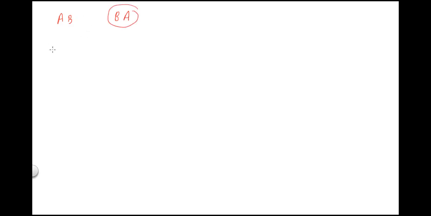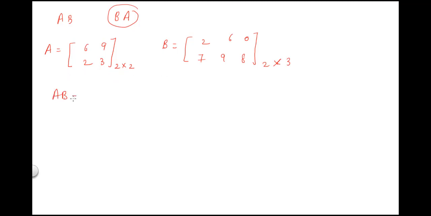Just for an example, suppose I give you matrix A and the elements in matrix A are 6, 9, 2, 3. So you see the order is 2 cross 2. There is another matrix B which has the elements 2, 6, 0, 7, 9, 8. So what is the order of it? There are 2 rows and 3 columns. So you see here, if we have to find out AB, the number of columns in A, which is 2, is equal to the number of rows in B. So yes, AB is defined.